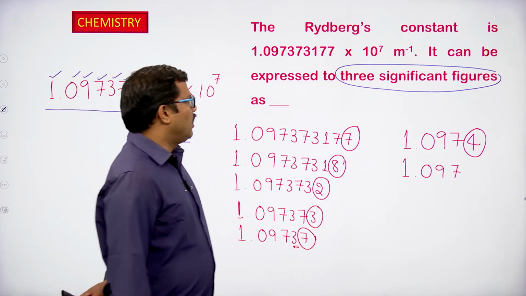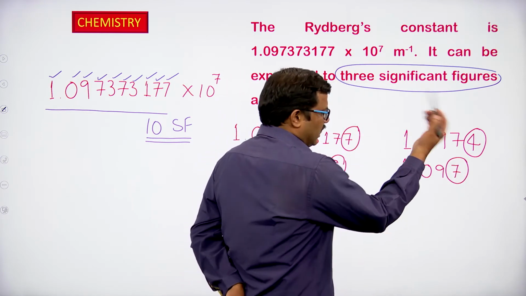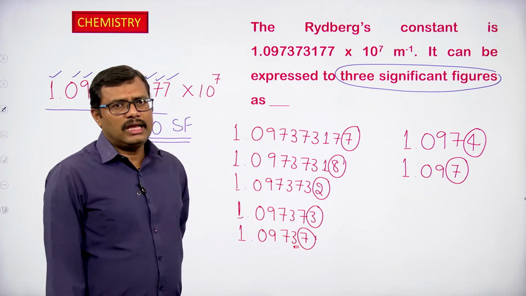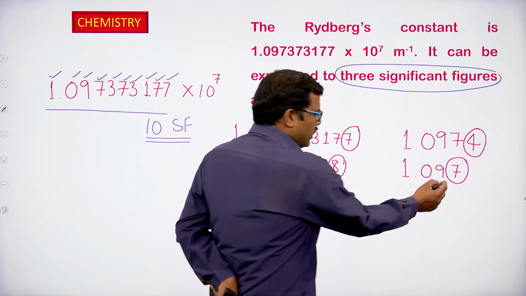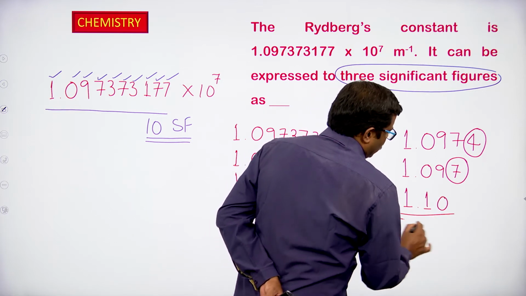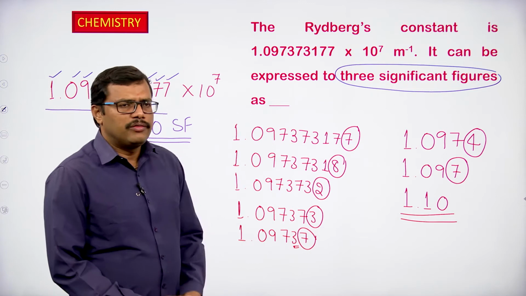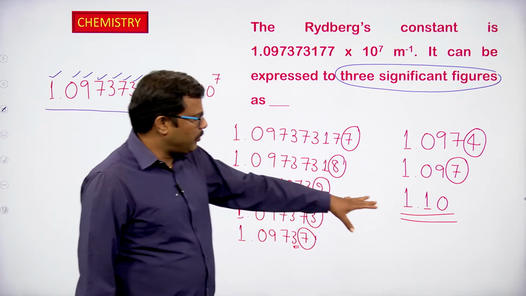In this case, if I want to remove the 7, 7 is greater than 5, right. So, automatically the preceding number has to be increased by 1. So, it becomes 1.10. So, 1.10 has how many significant figures? We have 3 significant figures: 1, 1 and 0. So, all 3 significant figures are present in this case.